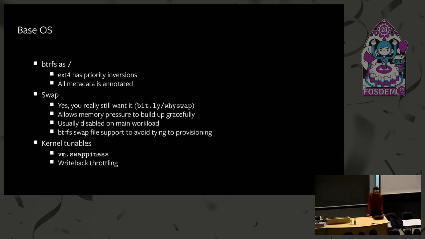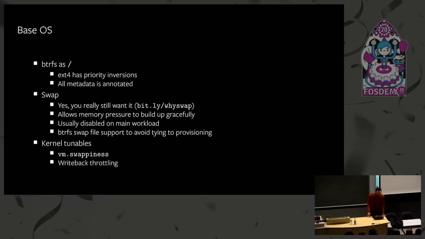So we use Btrfs as the root file system. This is needed because, as mentioned in the SREcon talk, which we didn't quite go over, ext4 has some fairly insurmountable priority inversions. And the Btrfs developers have been very receptive to fixing these. It's not a coincidence that a lot of them work at Facebook. But we had a lot of problems getting these fixed in ext4. So that's one of the reasons why we run with Btrfs.